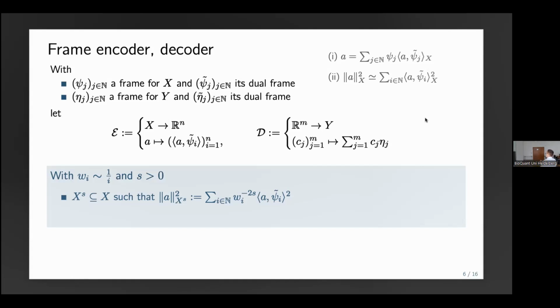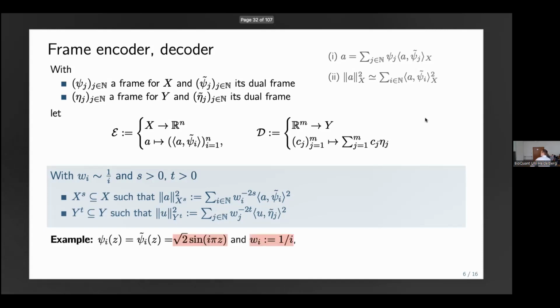So if I increase s, I make this norm stronger, and therefore these spaces are nested. So X^2 is a subset of X^1, is a subset of X^0. And what is X^0? If I plug in here s equal to 0, then I just end up with the l2 norm of the frame coefficients. And this is exactly the X norm up to a constant. So therefore, X^0 is just the same as X. And I do the same with Y^t. So for X and Y, I introduce these scales of Hilbert spaces by introducing these new weighted norms defined in terms of the frame coefficients.